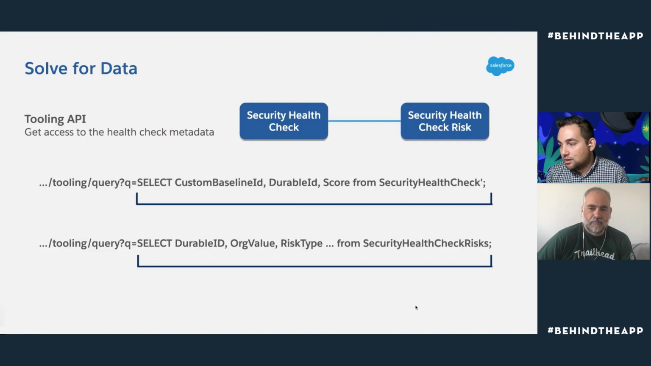And when we came up with this idea for the app, you came to me and said that you'd already been able to get the health check data out. And so a lot of this stuff you did before we actually started really building out the application. Can you tell us a little bit about getting that data from the tooling API?